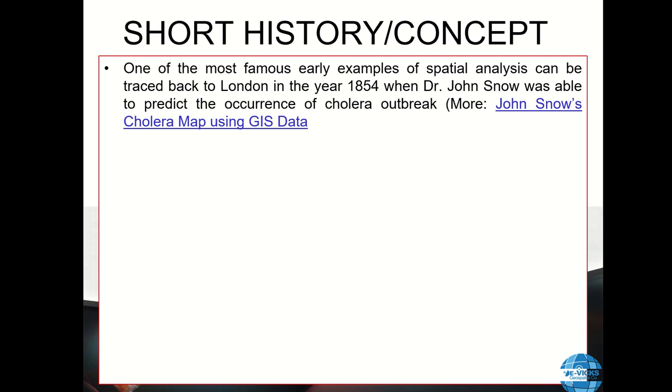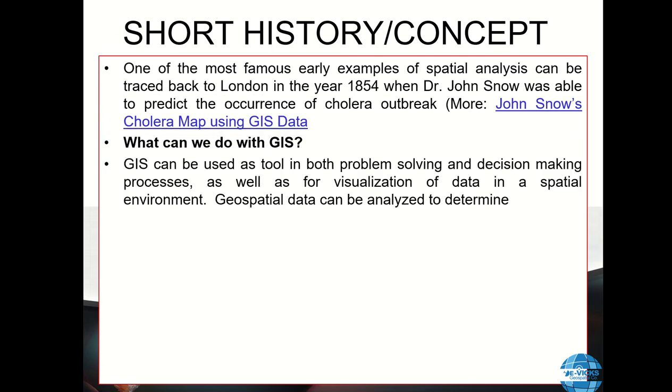So we've been talking about GIS. We've defined GIS and talked about the short history. What can GIS actually do for us? GIS can be used as a tool in both problem solving and decision making processes, as well as visualizing this data. Once GIS has solved your problems and helped you in decision making, you can actually see the process in map format, or it can be displayed on maps. So that is what GIS can do.